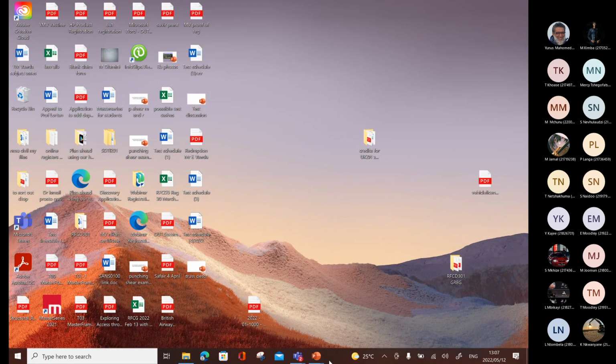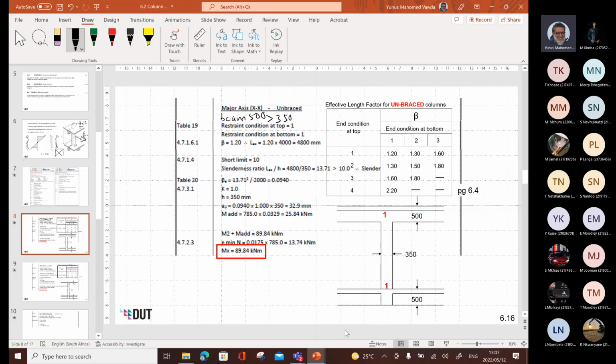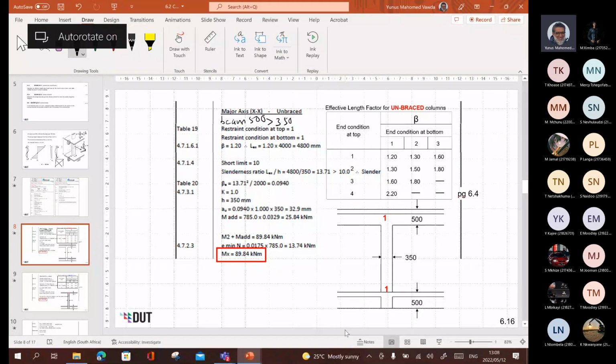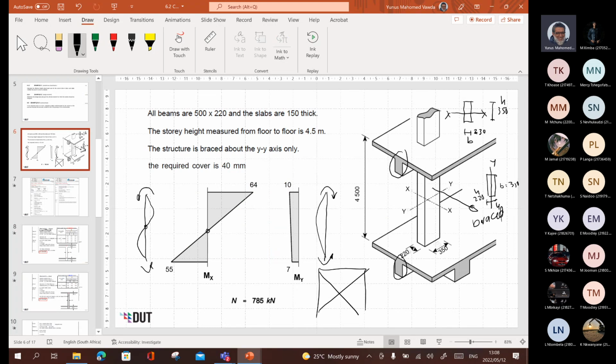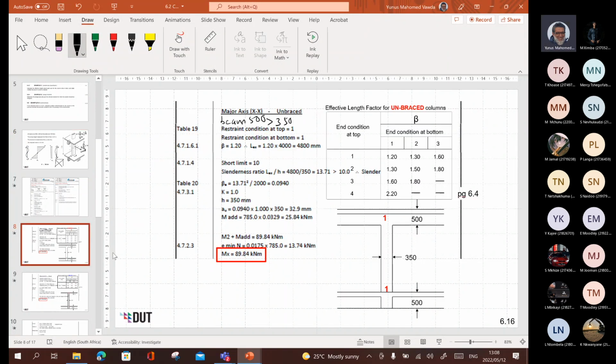Okay, so now I've got restraint condition at the top is 1, restraint condition at the bottom is 1, because there's a beam at the top perpendicular to the x-axis, which is greater than the depth of the column. And same thing at the bottom, the beam is the same dimension. So that gives me the table, 1, 1. So I go for 1 here and 1 there. Remember, I'm using unbraced.